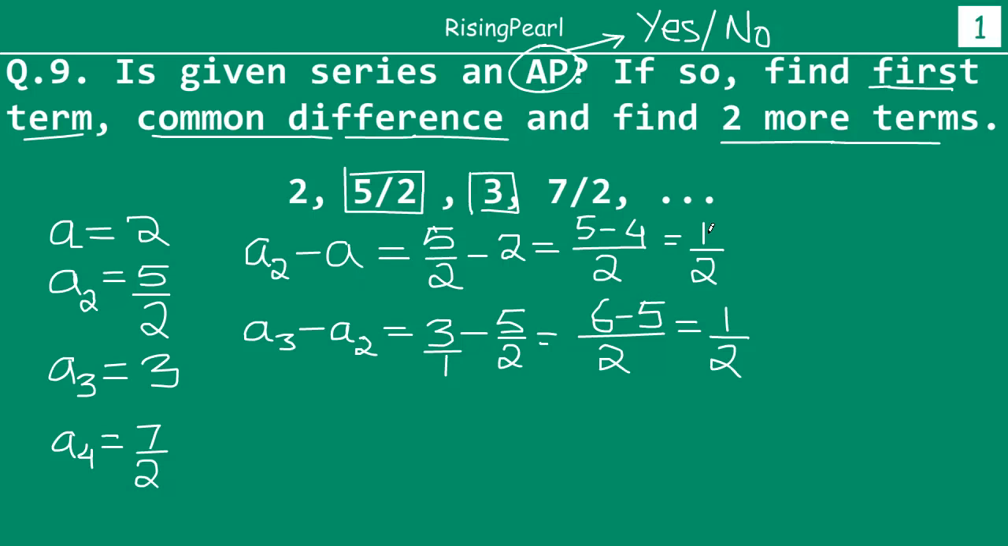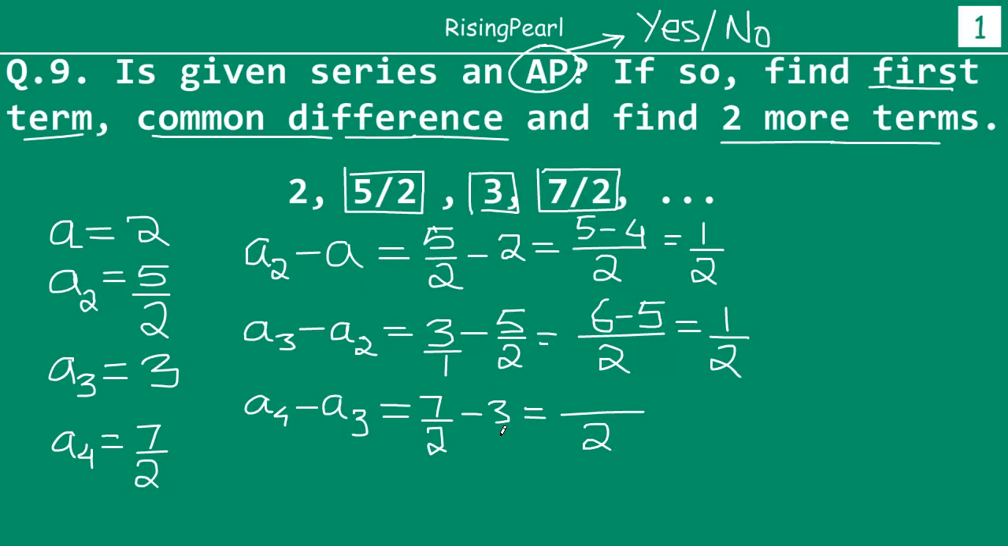So far it is good news that A2 minus A is the same as A3 minus A2. There is one last term that we have to check, because remember we have to check all the terms. If this kind of question is given, you have to check all the terms to make sure that all of the common differences have the same value. So the last one would be A4, the fourth term, minus A3. And we are really hoping that we get 1 by 2. So let's do this. So we have 7 by 2 minus 3.